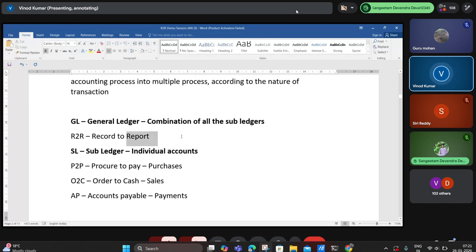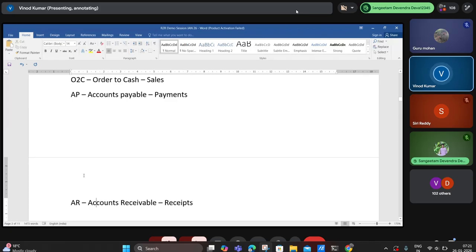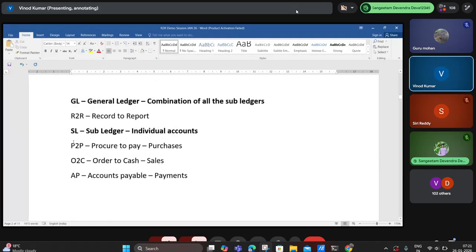So for general ledger they gave only one team, that is record to report. In sub ledger they divided into four separate teams, guys. What are those? AP, O2C, AR, and P2P. P2P is nothing but procure to pay. The team is responsible for taking care of purchases. O2C is the team responsible for sales made across the world. Whatever sales happen, the O2C team will take care of across the world, all the branches. All the purchases will be taken care of by P2P, all the payments by AP, and all the receipts by AR. So these are the four teams they divided according to the nature of transactions.